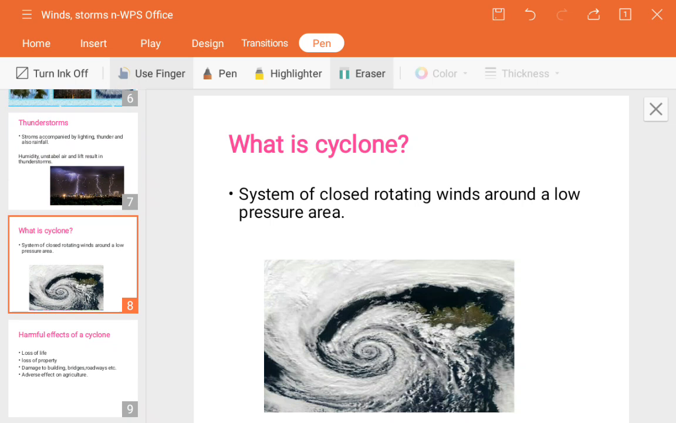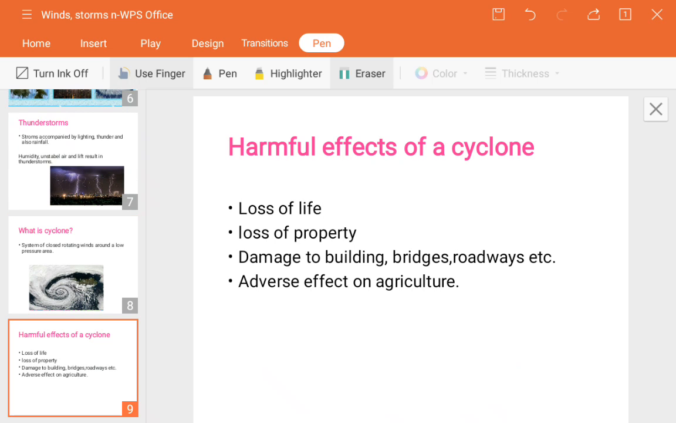Next, one more thing about the cyclone: the harmful effects of the cyclone. See guys, if a cyclone happens, what situations will arise, and how does it affect human beings, other living beings and life? There will be loss of life, if it is in a very huge manner, then loss of life will happen there.